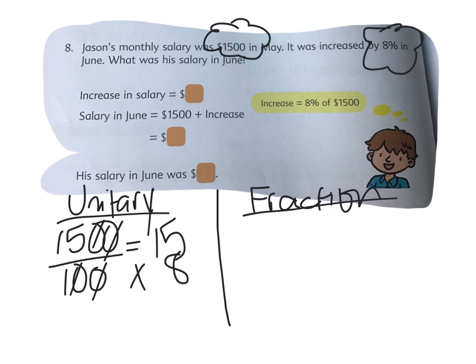So times 8, 40, 120. So that's going to be an increase. So $1,500 plus 120 is going to give me 1,000. Oops, sorry. I can't do this.